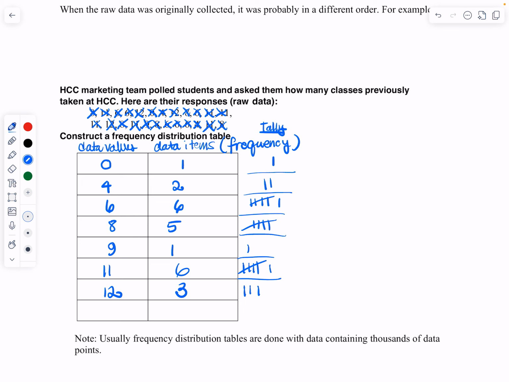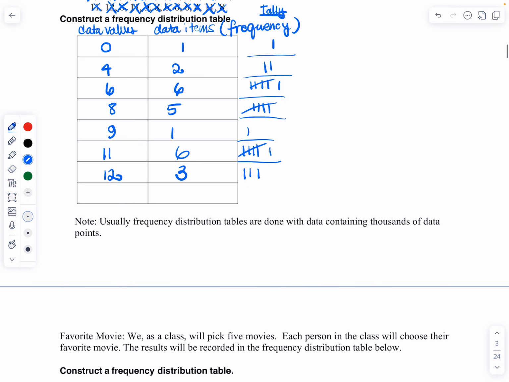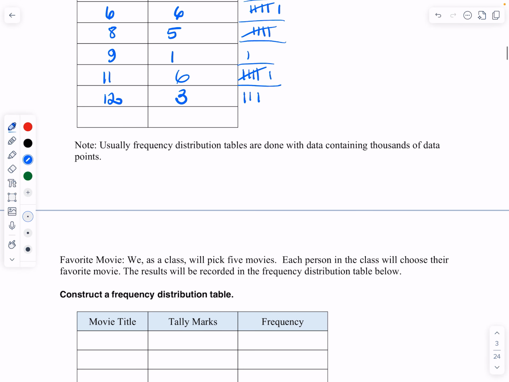Okay, so that's a frequency table. Again, your data items are your frequency, how often does it occur, and the data values are located in the left column. All right, usually frequency distribution tables are done with data collected by thousands of data points.